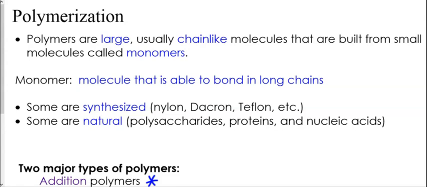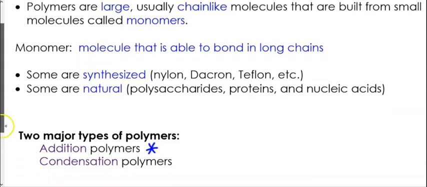The little pieces in a polymer are called monomers. Mono meaning one, poly meaning many. So a whole bunch of small molecules come together in these long chains. Some are synthesized, meaning they're made in a lab. These are things you may have heard of, like nylon or Teflon. Some are naturally made: polysaccharides, proteins, nucleic acids.